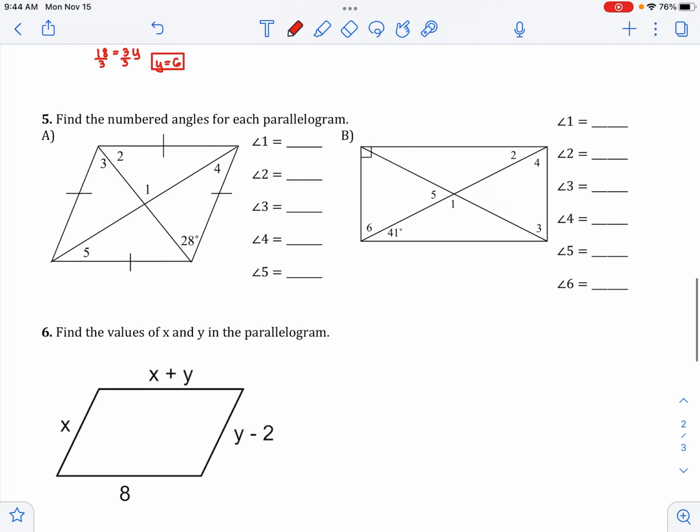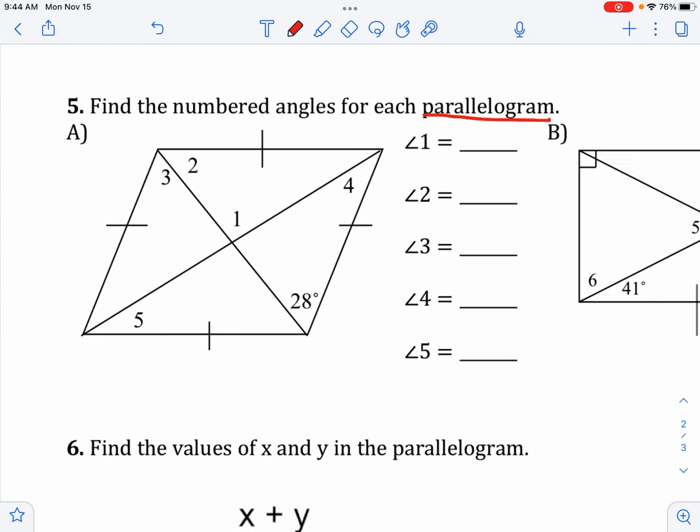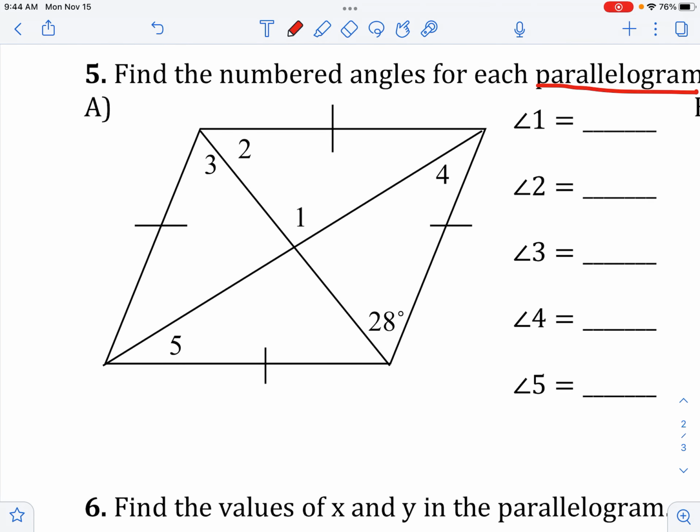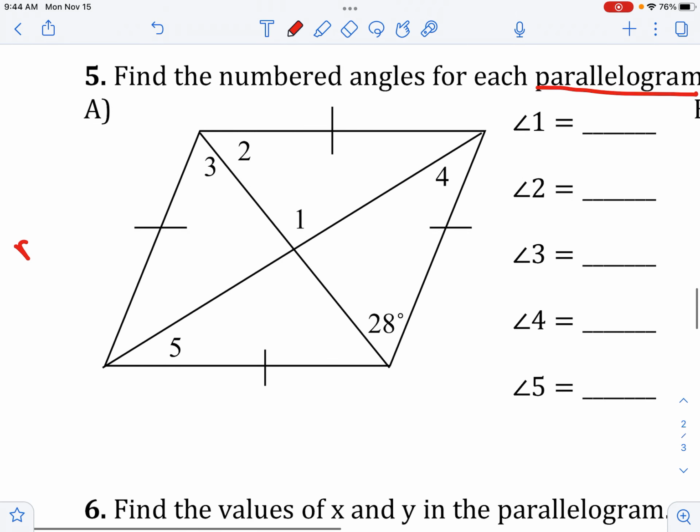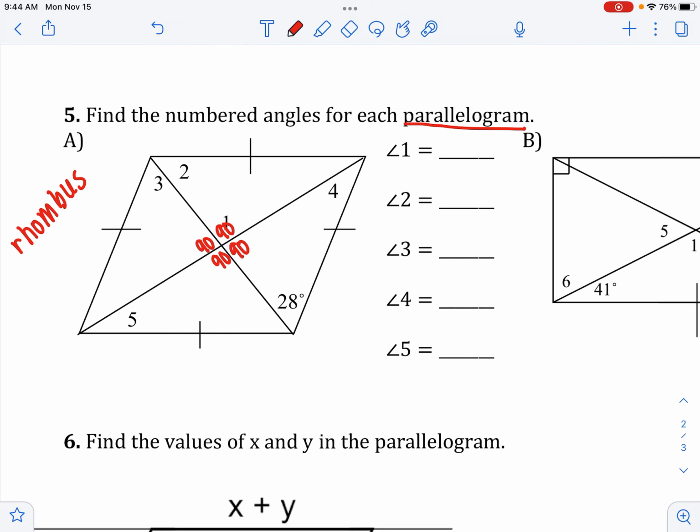Okay, our last couple problems here for number 5. Find the numbered angles in each parallelogram. Then as you look closer, there's more information. So if you look at this one as a parallelogram with 4 congruent sides, if it has 4 congruent sides, that means that this is a rhombus. So now all properties of a rhombus apply. First thing I remember about a rhombus is that their diagonals are perpendicular. So these 4 angles are 90 degrees. So now I'm going to put angle 1, 90 degrees.